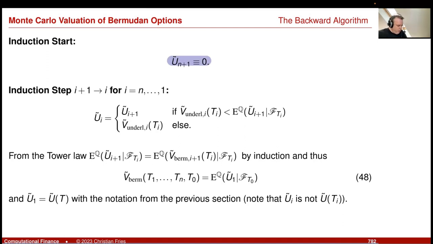And then I go backward in time. So we step back from ti plus 1. Actually ti plus 1 for the last step n, tn plus 1 does not exist. So we step to ti. So we go to tn in the first step. But we step backward in time. And I now define the u tilde i by, here is my Bermudan exercise criteria. So compare the value of the underlying in ti to the value that you receive if you continue.